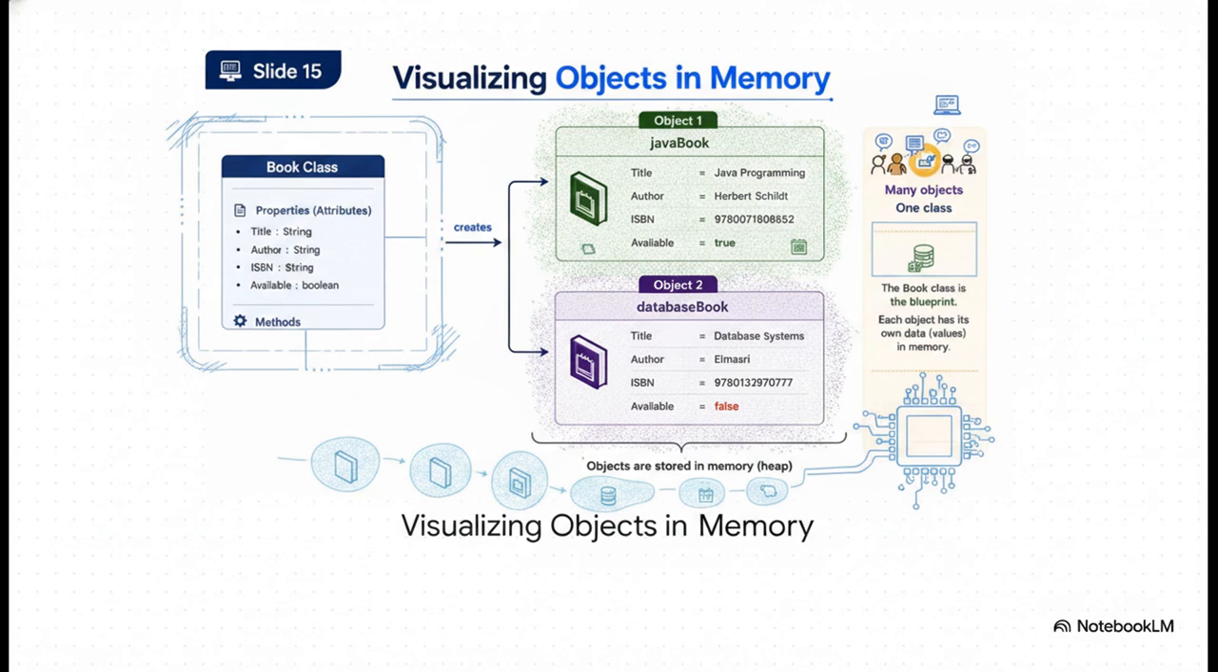The real trick here is visualizing how this actually looks inside the computer's memory, which programmers call the heap. Think of it kind of like a neighborhood. From our one single book class blueprint, we use that new keyword to create object 1, which we titled Java Programming. Then we use it again to create object 2, titled Database Systems. One single class creates multiple, completely independent objects. Each object gets its own cozy space in memory, and each has its own unique state and values, even though they were both built from the exact same structural blueprint.